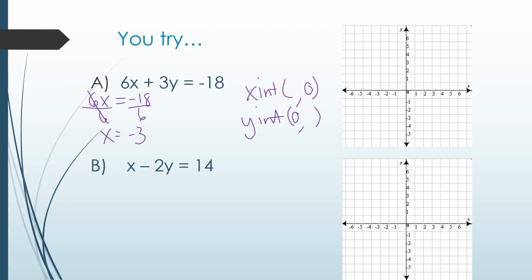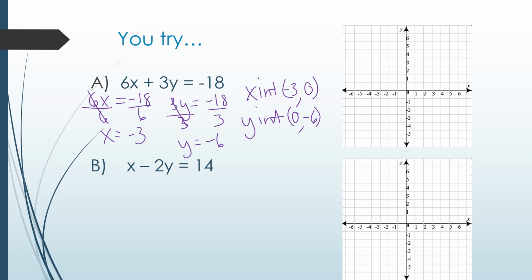So in my ordered pair over here, the x-intercept is (-3, 0). For the y-intercept, remember it doesn't have anything to do with the x, so I'm just going to have 3y equals -18, divide by 3, and I get y equals -6. So my ordered pair for my y-intercept is (0, -6). So now I can go ahead and plot those points.